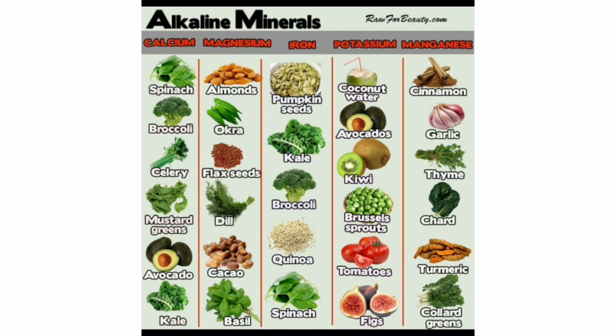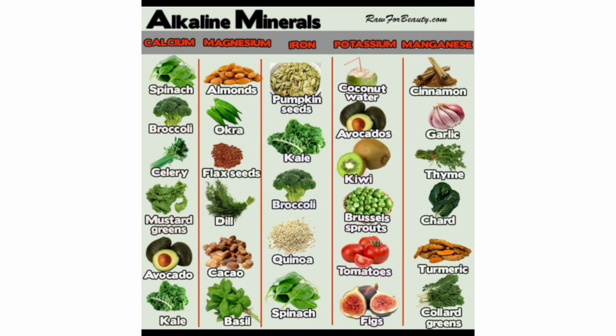The magnesium sources are almonds, okra, flax seeds, the cacao, basil, etc. The iron sources are pumpkin seeds, kale, broccoli, quinoa, spinach, etc. As well as the potassium sources are coconut water, avocados, kiwi, Brussels sprouts, tomatoes, figs, etc.